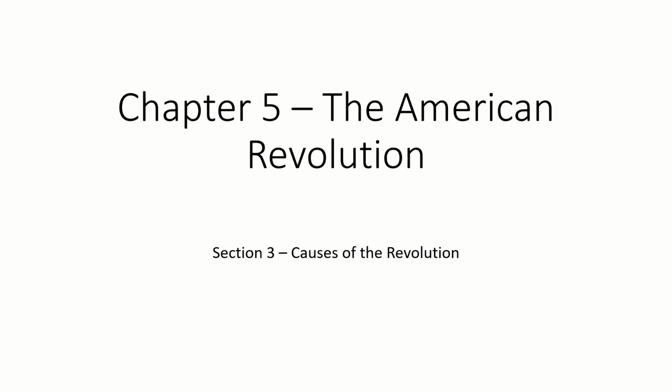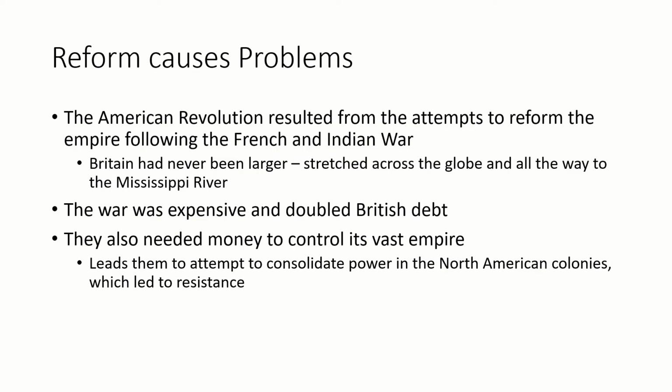All right, so in this section, we're going to talk about the causes of the American Revolution, and we're going to get rolling on this pretty quick here. So, almost immediately, the American Revolution resulted directly from attempts to reform the British Empire after the 7 Years' War, or the French and Indian War.